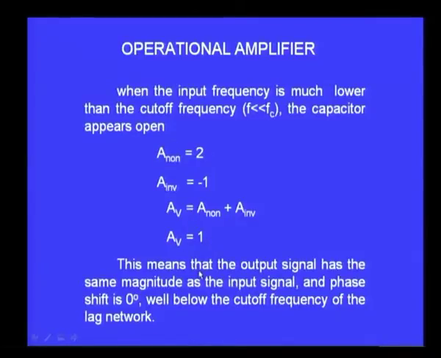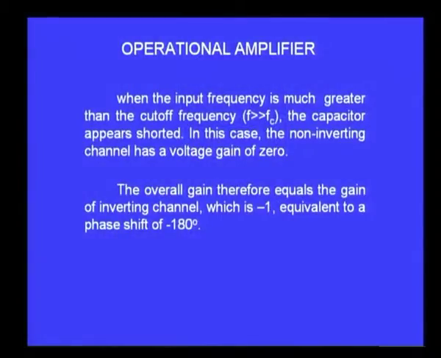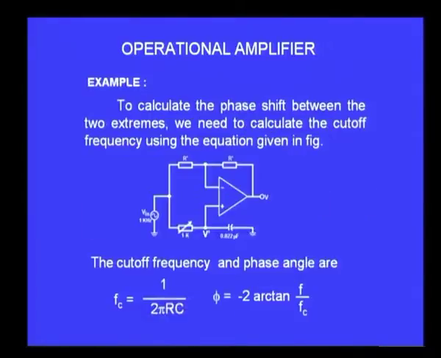This means that the output signal is having the same phase or 0 phase with reference to the input, and the gain is 1. When the input frequency is much greater than the cutoff, f very large compared to fc, the capacitor appears shorted, and in this case the non-inverting channel has a voltage gain of 0. The overall gain therefore is equal to the gain of the inverting channel, which is minus 1, and that means the minus shows that there is a phase of 180 degrees.